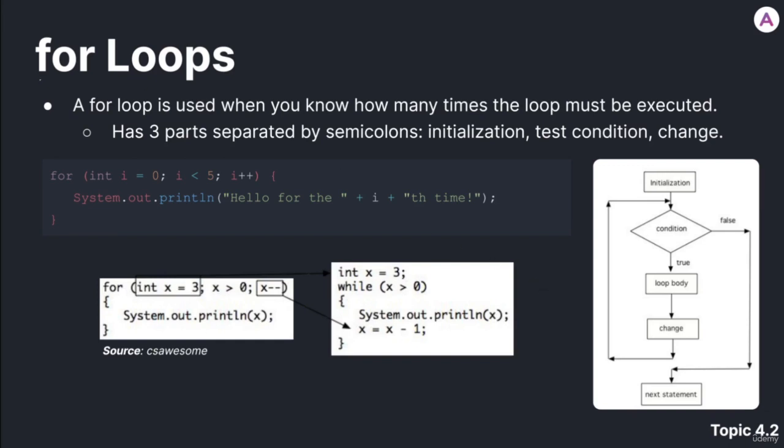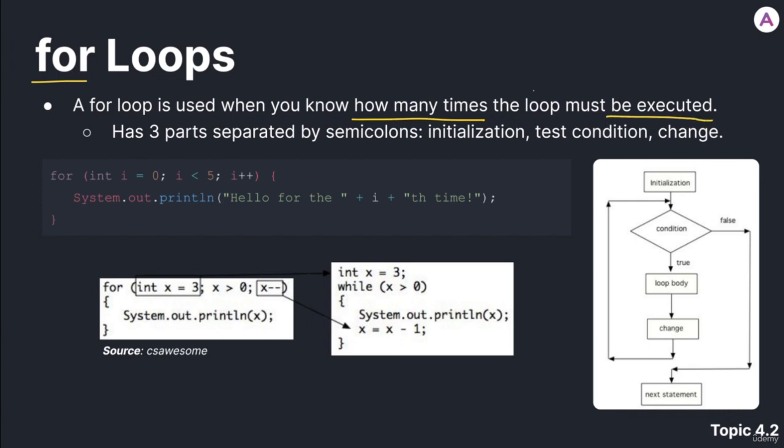Now let's go over for loops. For loops are similar to while loops in that they are used when you want to execute a number of lines of code repeatedly. But a for loop is usually, it doesn't have to be, used when you know exactly how many times the loop must be executed. You can still use a while loop in these scenarios, but it's more intuitive if you use a for loop.